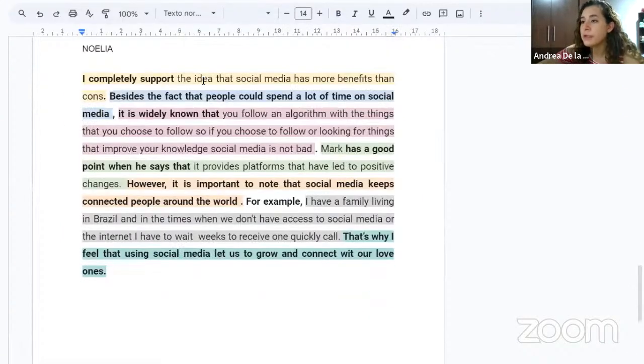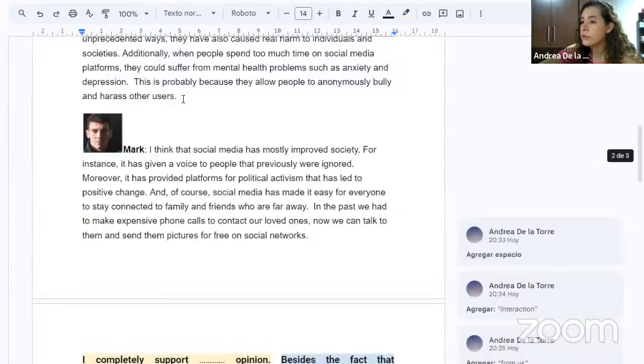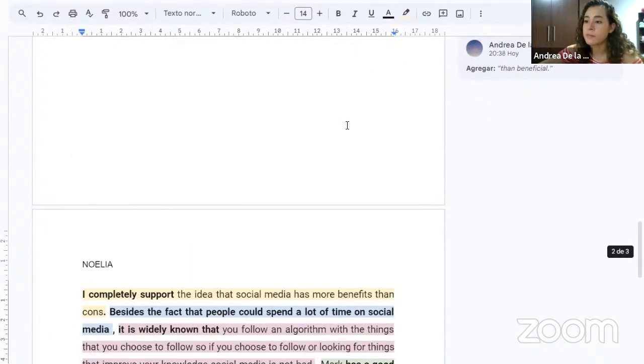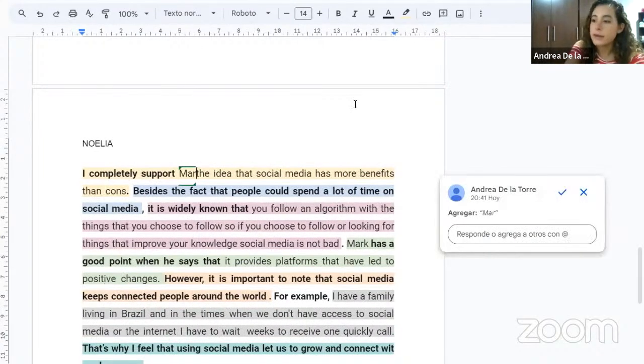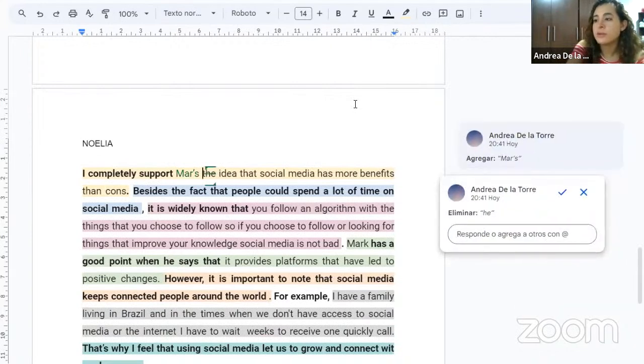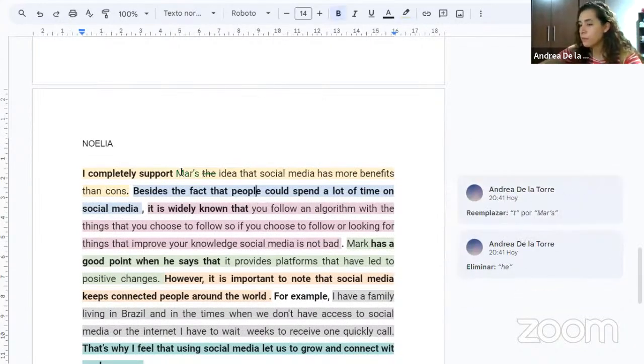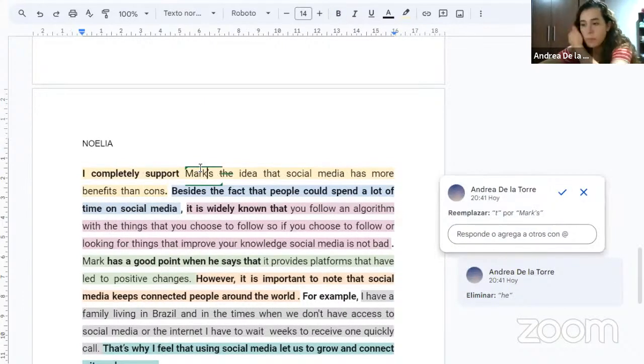Noelia says, I completely support the idea that social media has more benefits than cons. Perfect. Now, in this case, I wouldn't say I completely support this idea because this isn't what the question says, right? The question says that social media has caused more harm than good, the opposite. So I'll try to mention the student's name here. Maybe you can say I completely support Mark's idea, because Mark is the one that has that opinion, right? So I completely support Mark's idea that social media has more benefits than cons, you know? But try to mention the student that you agree with.